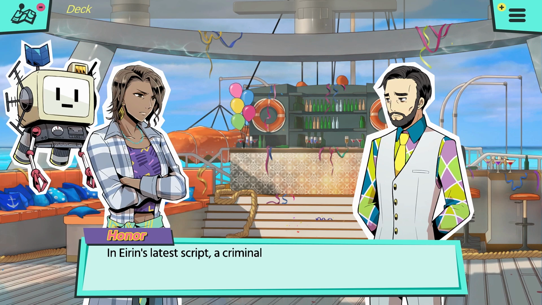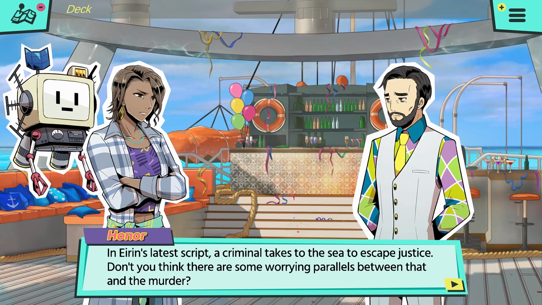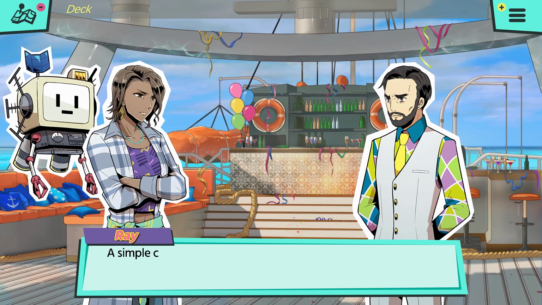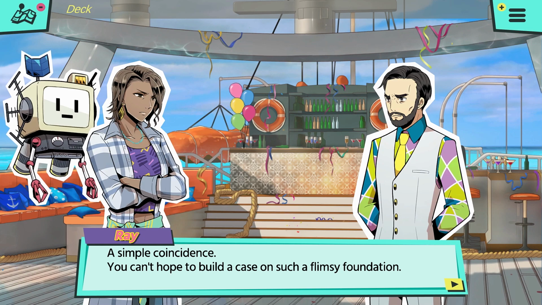In Aaron's latest script, a criminal takes to the sea to escape justice. Don't you think there are some worrying parallels between that and the murder? A simple coincidence. You can't hope to build a case on such a flimsy foundation.